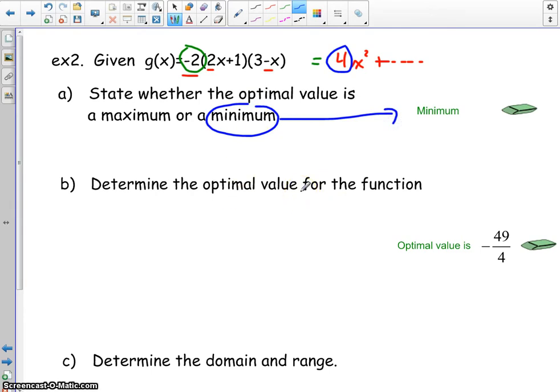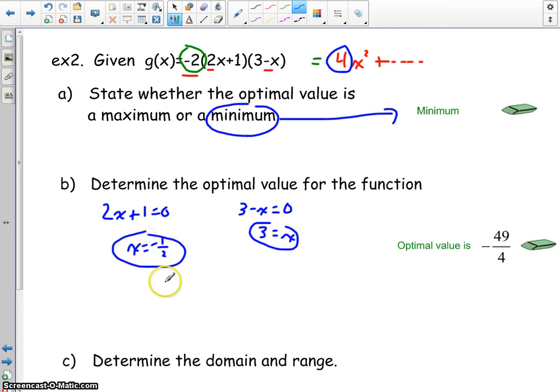Okay, so once we got past that little trap, let's try and find the optimal value. Now, we're in factored form, so once we're in factored form, we can find the x-intercepts. So my x-intercepts: I get the first one from my first factor of 2x plus 1, set that equal to 0, and I get x equals -1/2. From the second factor, I get 3 minus x equals 0. Solving that, I get x equals 3. So those give me my x-intercepts, and now I can find my axis of symmetry.